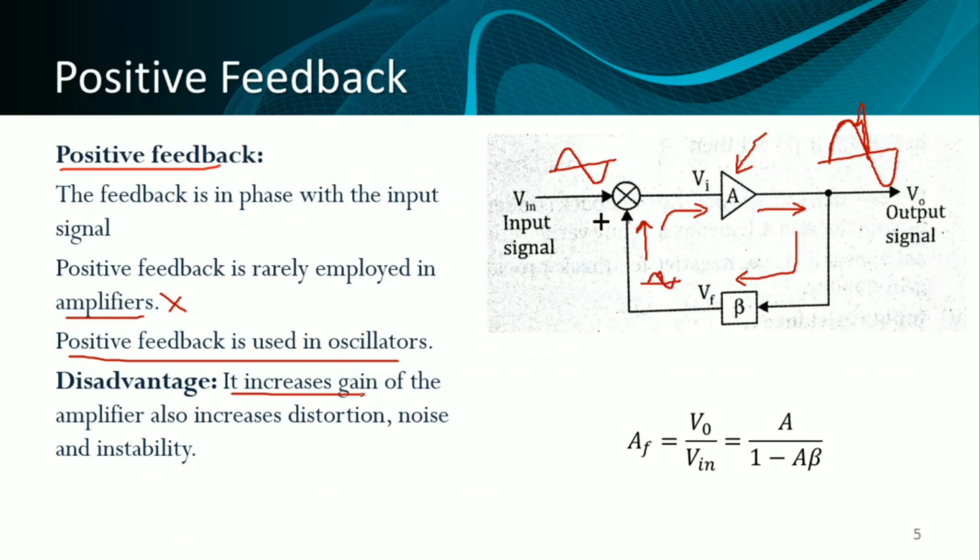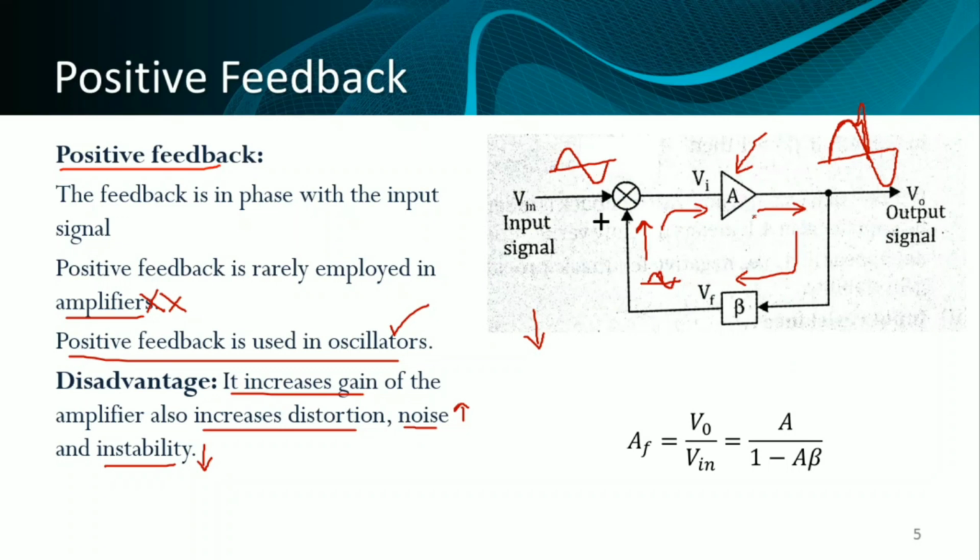Therefore, it increases the gain. Of course, it will increase the gain, but it also increases the distortion, noise, and instability of the system. The stability of the system is reduced. Distortion and noise get increased. Therefore, positive feedback is not used in amplifiers. We use it in oscillators.